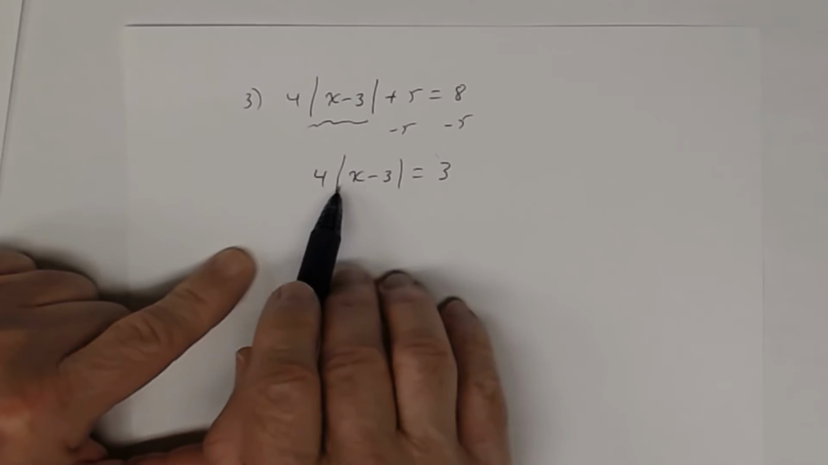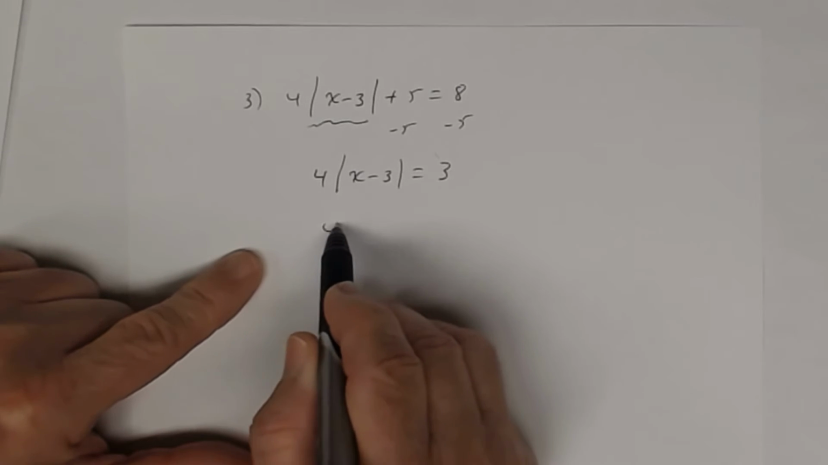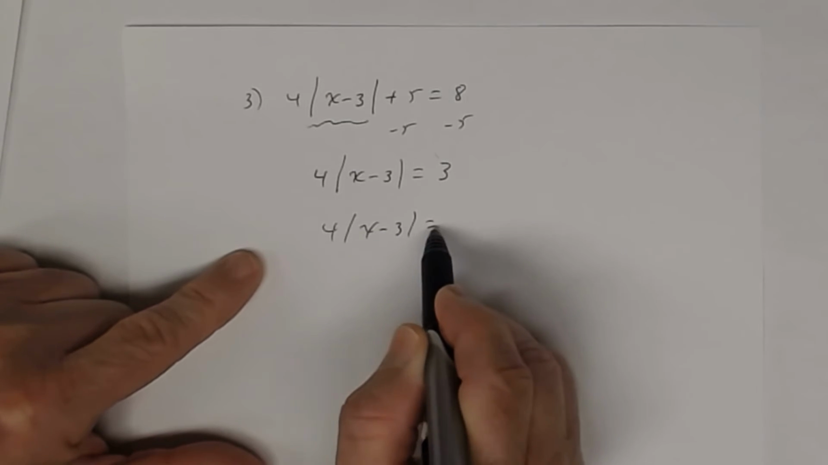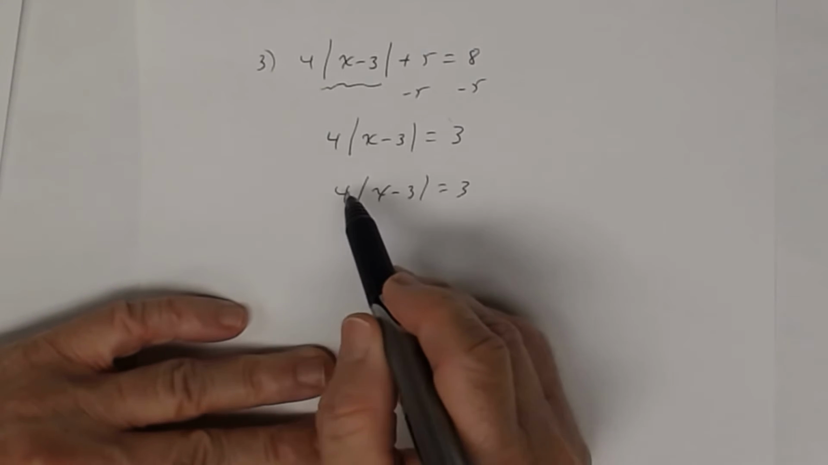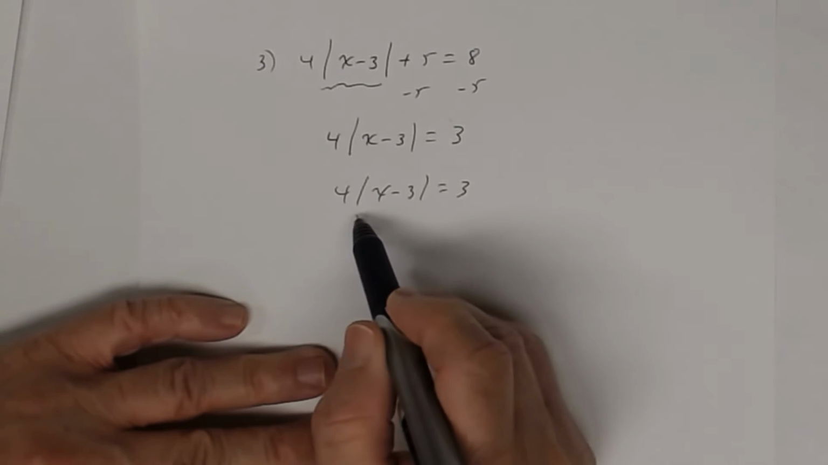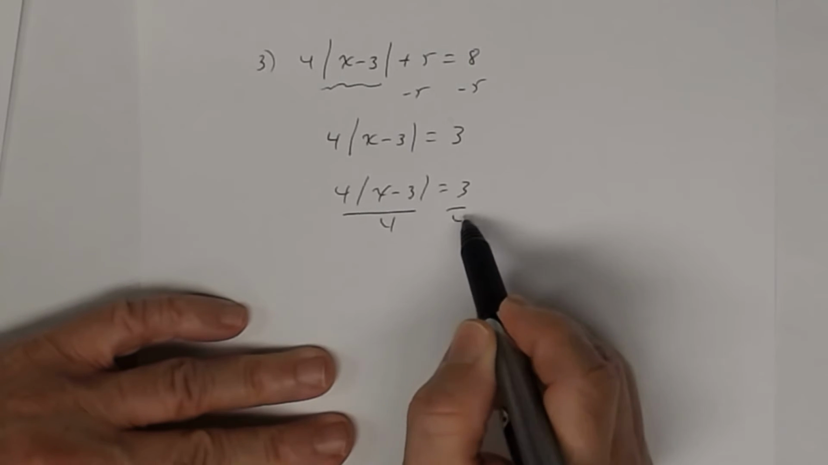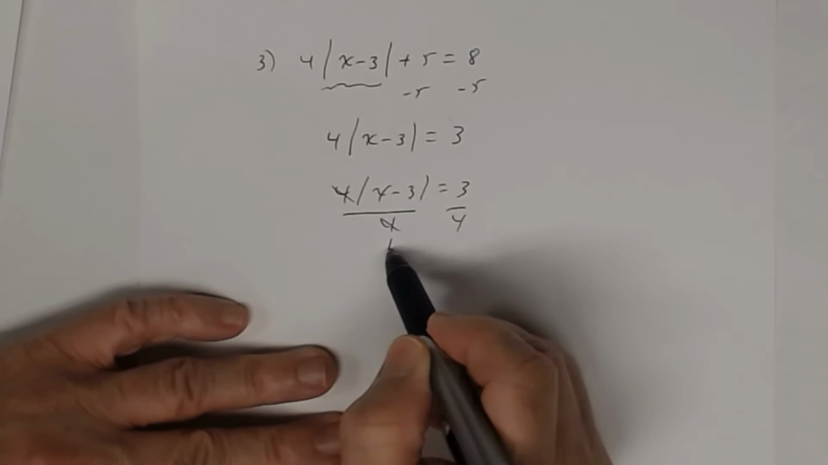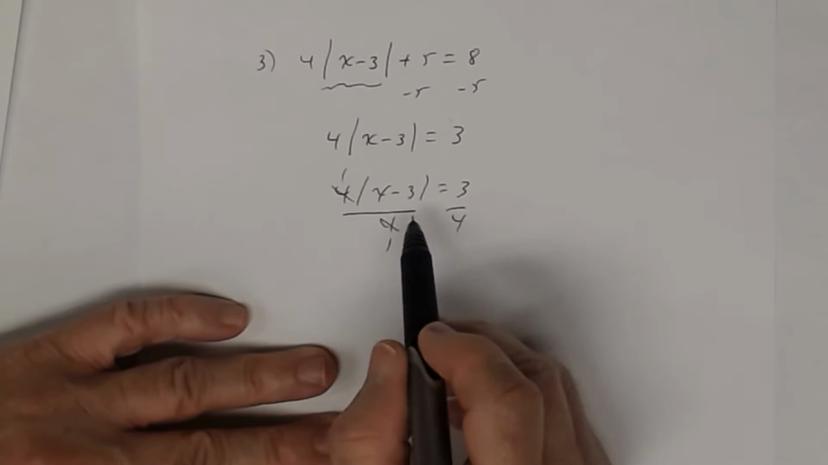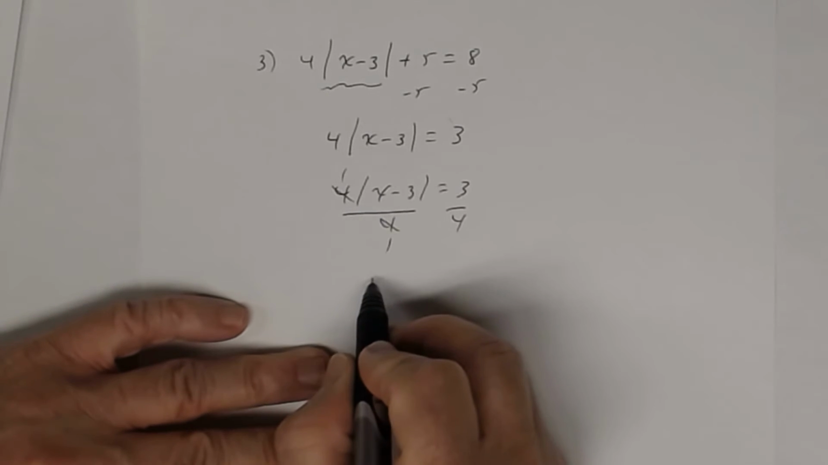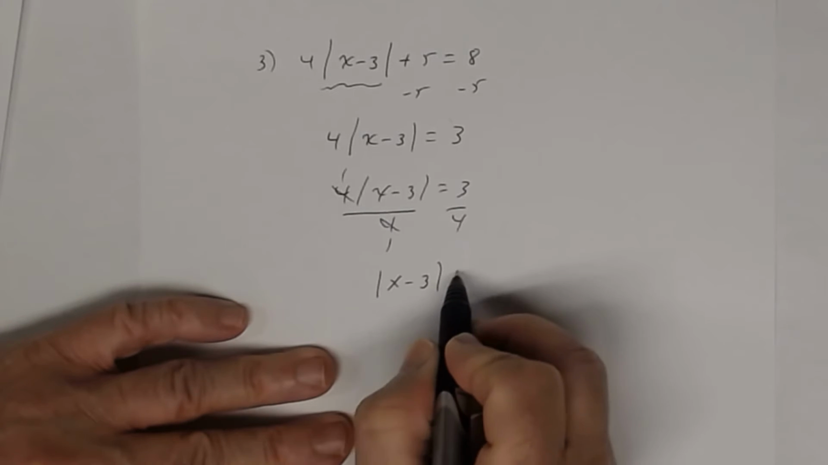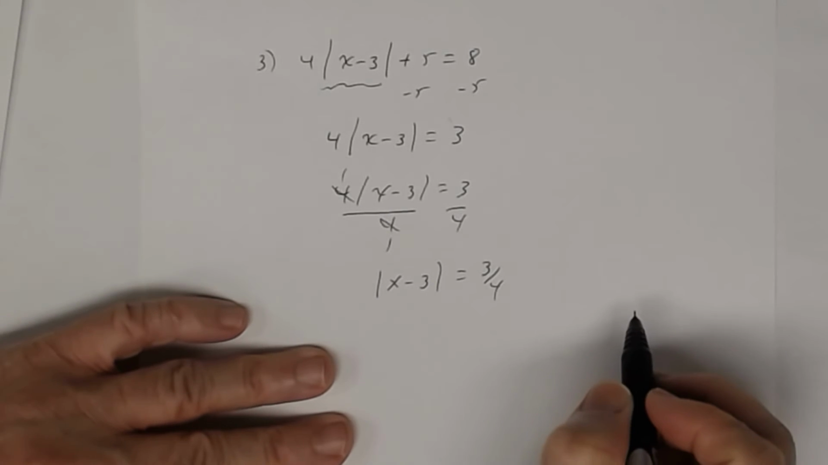So let's just go ahead for right now and do what we said to do in our steps, and that was to go ahead and divide both sides by 4. Now notice the 4's divide out. I know I introduced a fraction, but we can deal with fractions. So I have the absolute value of x minus 3 is equal to 3/4, right?